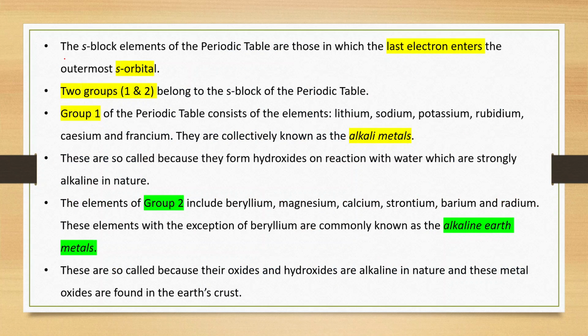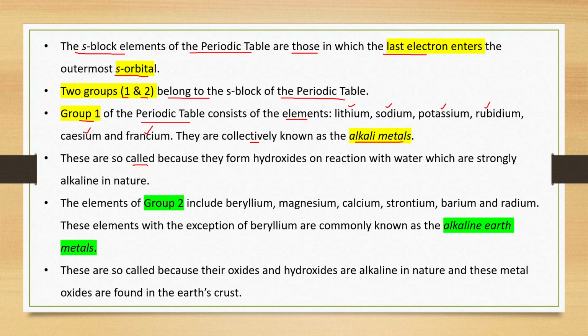First of all, what are S block elements? The S block elements of the periodic table are those in which the last electron enters the outermost S orbital. There are two groups, group 1 and group 2, that belong to the S block of the periodic table. Group 1 consists of the elements lithium, sodium, potassium, rubidium, cesium, and francium. They are collectively known as alkali metals.